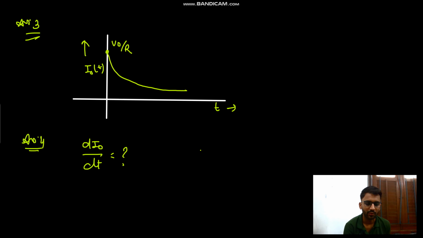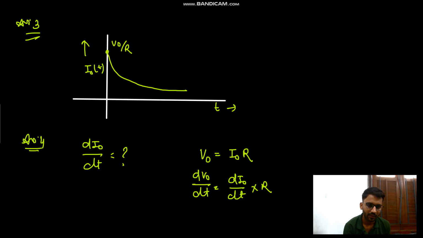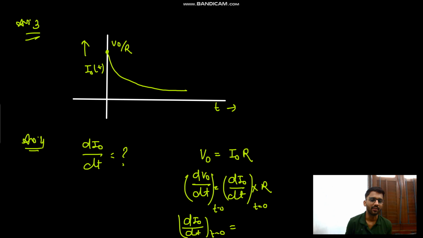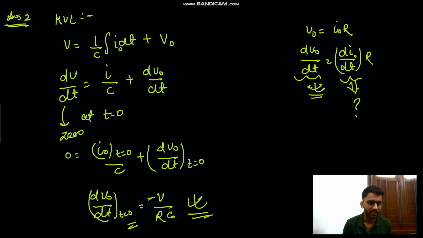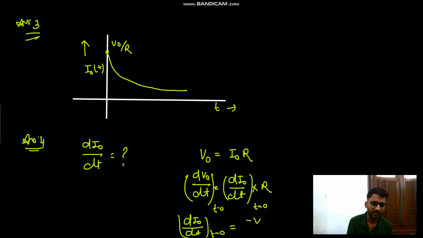And for answer 4 you need to find dI naught by dt, right? So you know V naught equals I naught into R, so your dV naught by dt would be dI naught by dt into R. So at t equals 0, dI naught by dt at t equals 0 would be dV naught by dt over R. What is dV naught by dt at t equals 0? Minus V by RC. So it would be minus V by R square C, because this R would come here. That is the answer of the fourth question, and this is the answer of the third question.